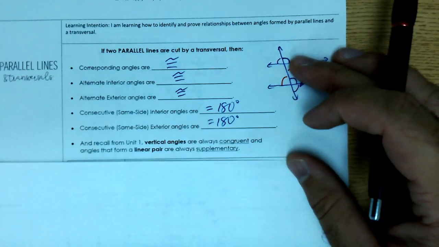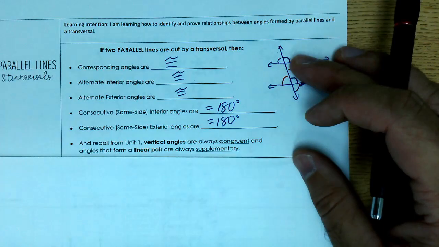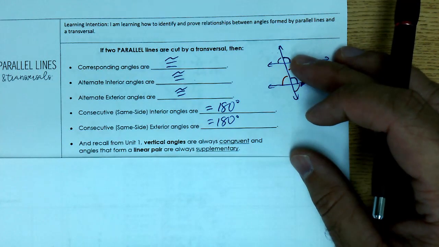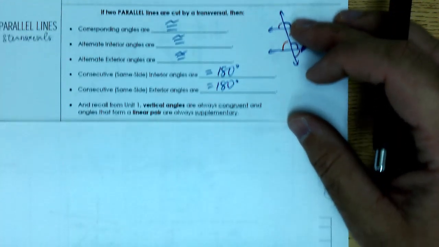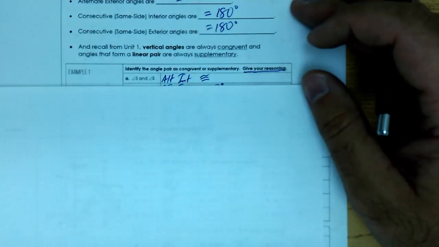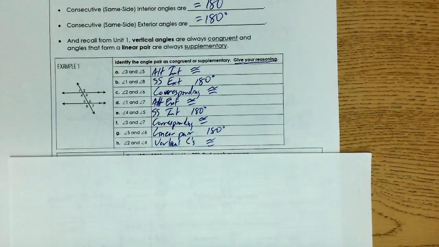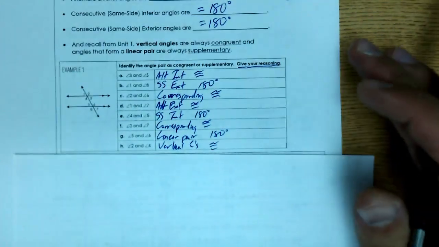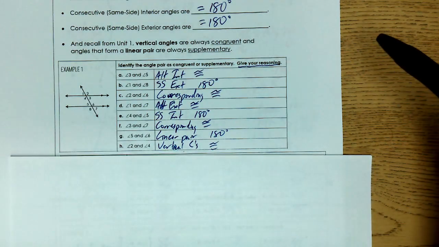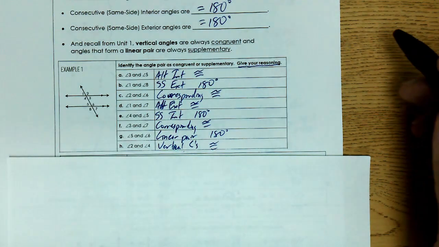Something to remember, vertical angles are congruent. Linear pairs are supplementary. Again, things we've gone over plenty of times. Hopefully they're stuck in your head by now. All right. So we're going to look at this first example over here. We're just saying whether they're congruent or equal to 180 based on the reasoning.